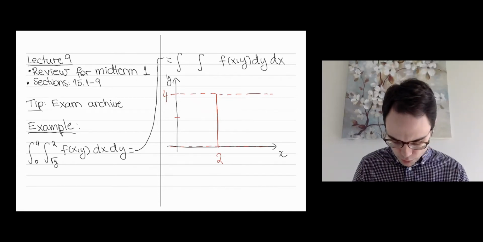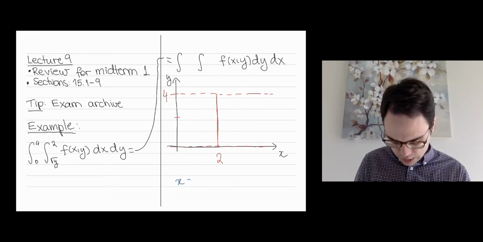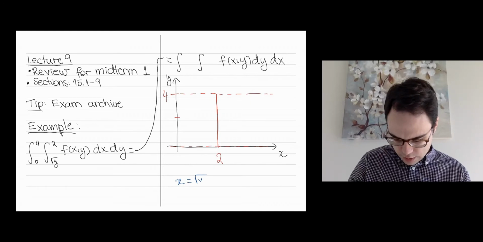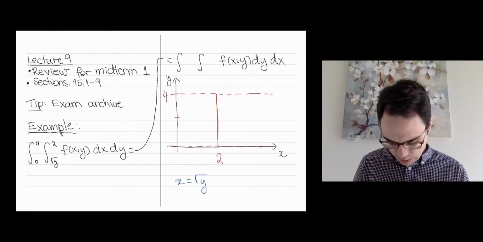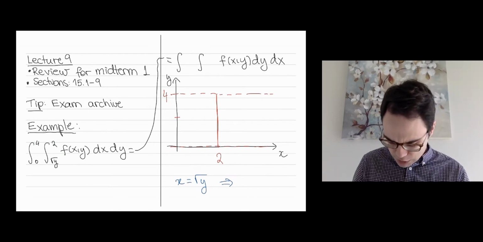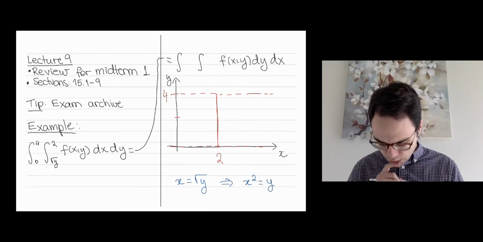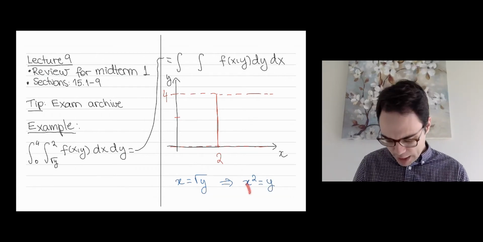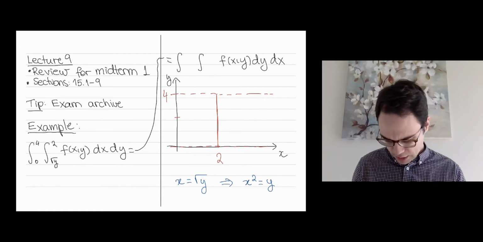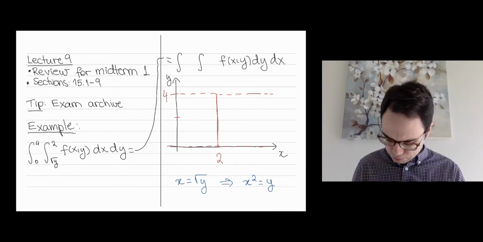So what does this curve look like? Here, on some scratch paper, where x equals root y. That implies that x squared is equal to y. I can't really go back because of the sign. So this equation here doesn't actually.